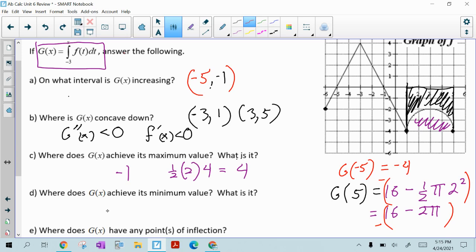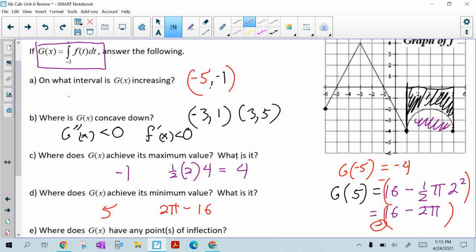So I'm going to say it achieves its maximum value here at 5, and its maximum value ends up being 2 pi minus 16, because when I distribute that negative, you get that. All right, still rolling. Here we go.